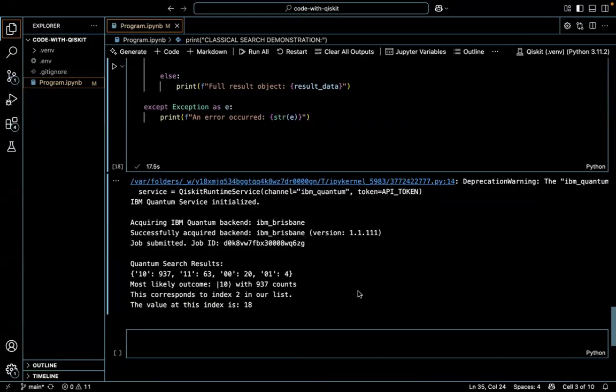These measurements directly demonstrate quantum interference at work. Grover's algorithm uses constructive interference to amplify the amplitude of our target state 10, while simultaneously using destructive interference to reduce the amplitude of non-target states, which are 11, 00, and 01 in our case. So we have successfully executed our program on IBM's quantum processing unit.